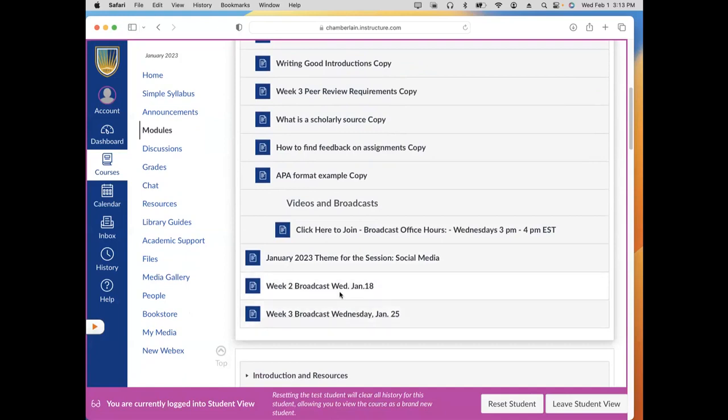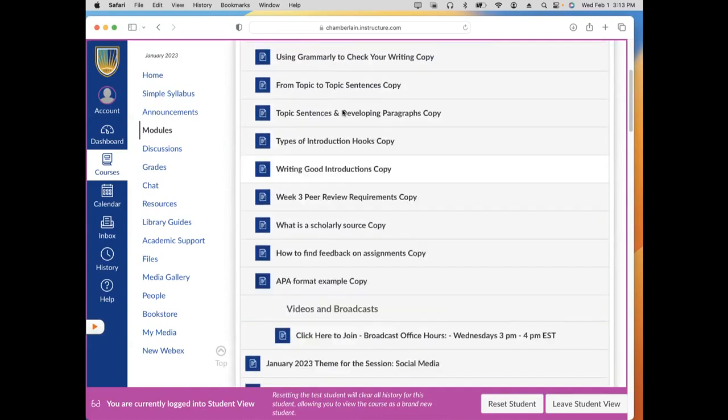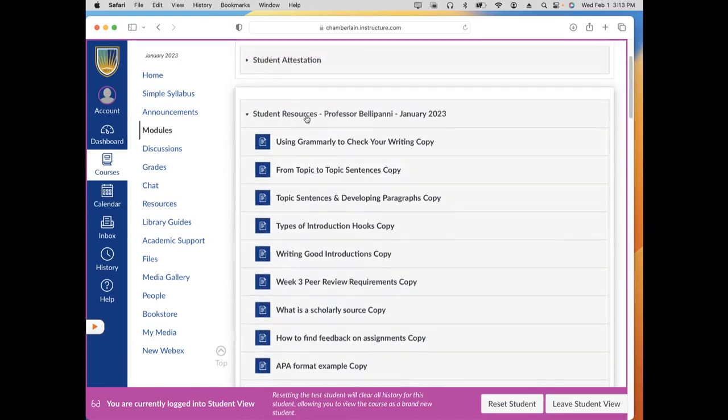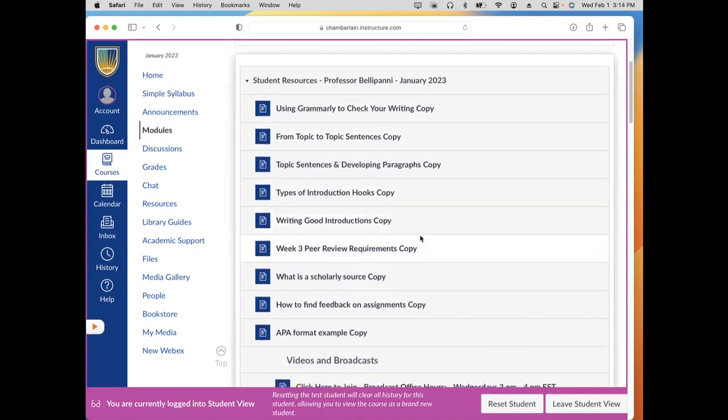So basically, I'm going to post things in two places just to make sure everybody sees it somehow. I'll put a copy of things in this student resources module, and then I will put a copy also in the week's discussion or Cyber Cafe. So there'll be two different places that you can access it.